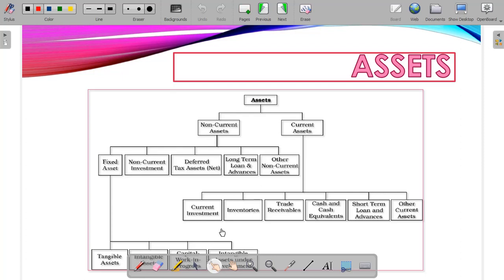Current assets are those assets which are held by the business for the purpose of converting them into cash within 1 year. So there is also the stipulated duration of 1 year. The assets which are retained in the business for more than 1 year are non-current assets, and those which are going to be retained for less than 1 year are current assets, right? And it has further classification.